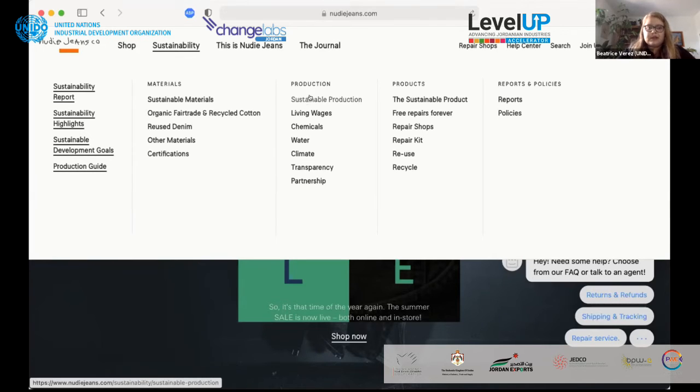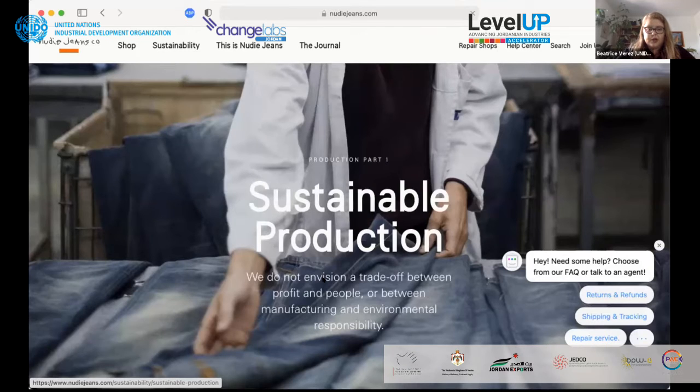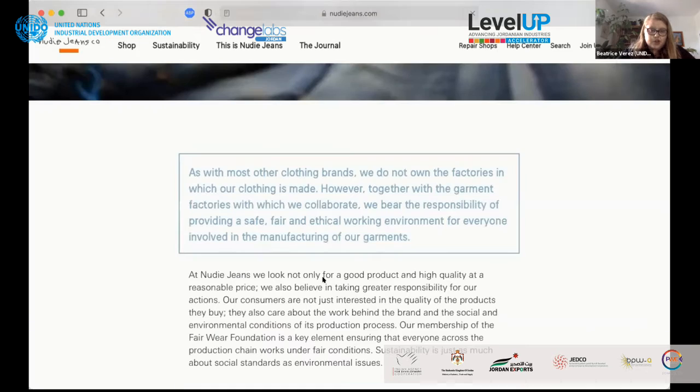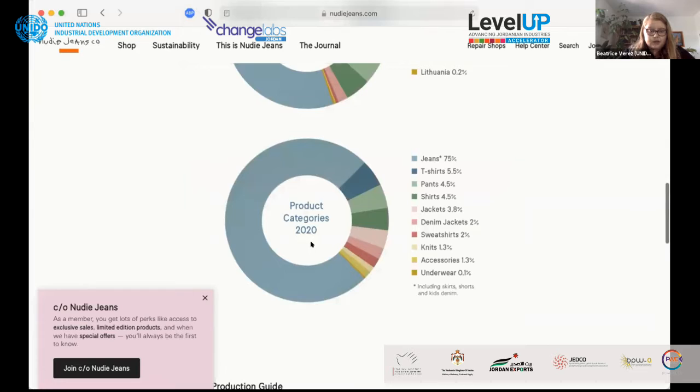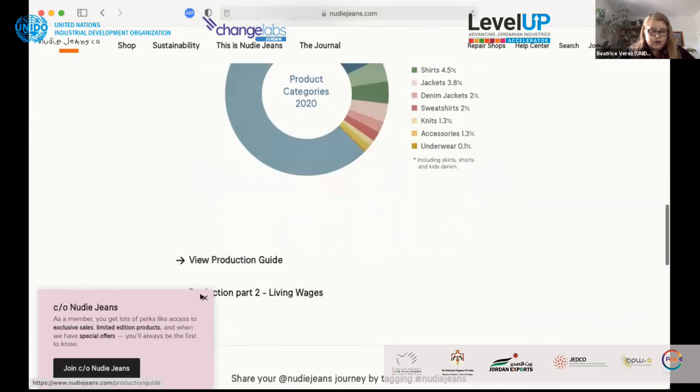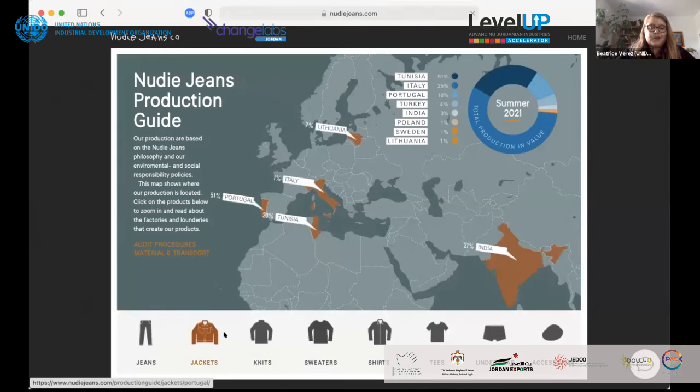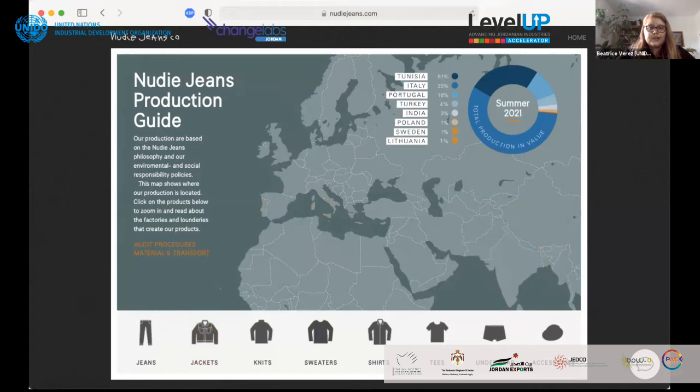So if we look, for example, at sustainable production, of course, they provide more information on that specific process. But what I want to show you, which I find very interesting, is their production guide. Just a sec. So, you know, if we're taking transparency to the next level, they will tell you, depending on the product, where it is produced. So actually, can someone just quickly confirm that they can see my screen? Yes, we can see your screen.